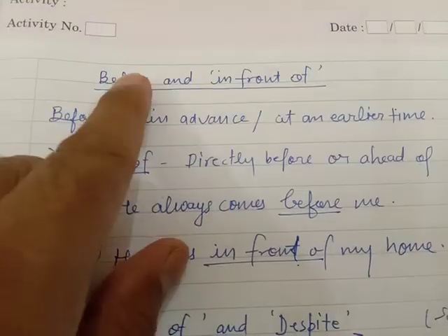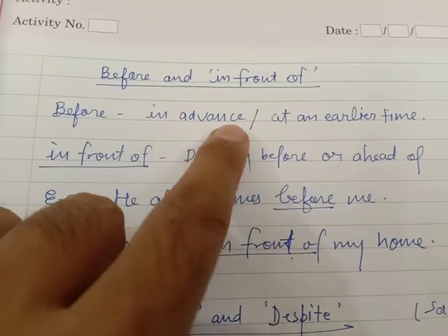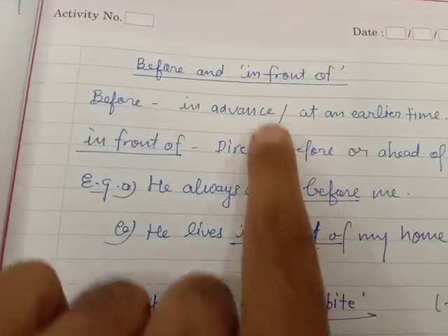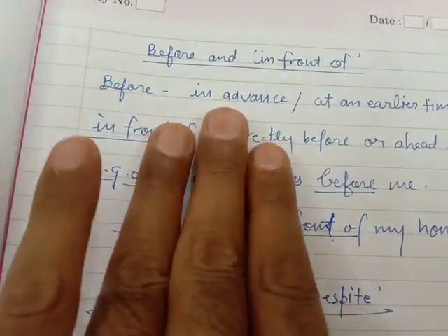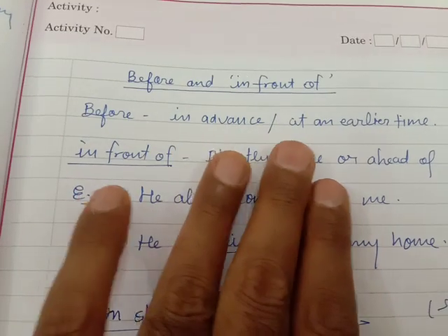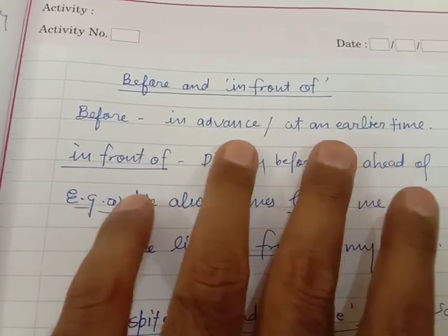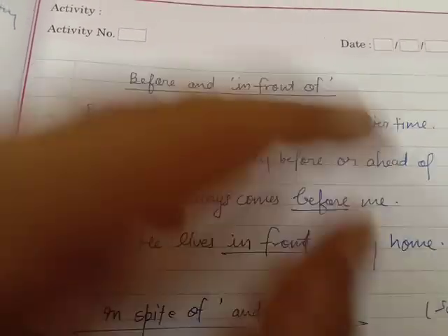The next comes before and in front of. Before means in advance. In advance means before some time; the time period is given, suppose, and you came before that, so it is called in advance, at an earlier time. In front of is directly before or ahead of something.